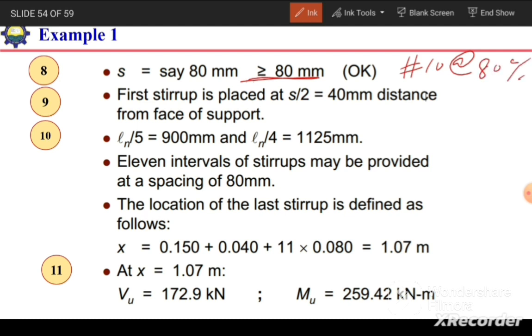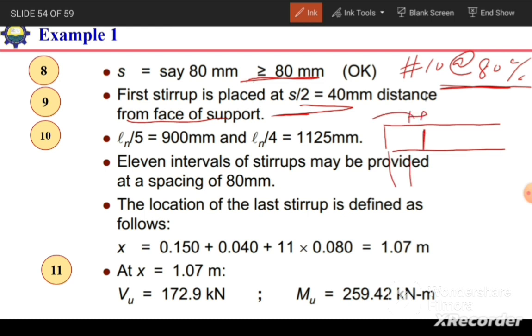So up to here we have decided that we will use number 10 stirrup at the rate of 80 millimeter center to center for the critical section, and then we need to continue this spacing up to a certain length. The first stirrup of this spacing will be placed at a distance S by 2 from the face of the support. So if we have a beam like this, the very first stirrup will be provided at a distance S by 2 from the face of the support, which is 40 millimeters. The first stirrup will be at a distance of 40 millimeter from the support face, and the next stirrup will be at a distance 80 millimeter.